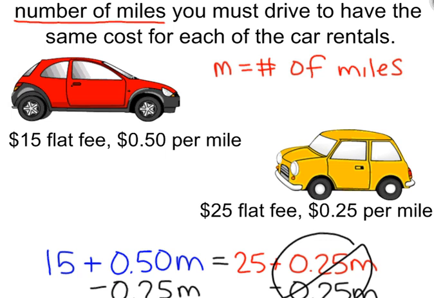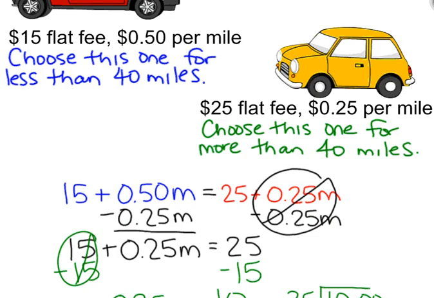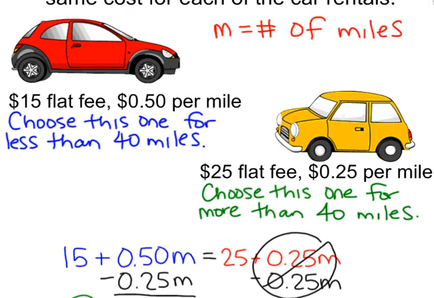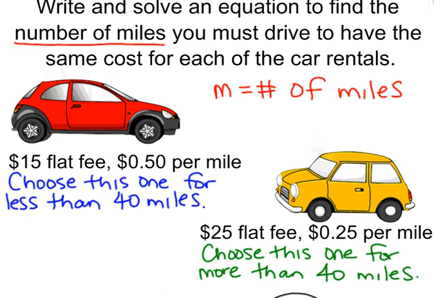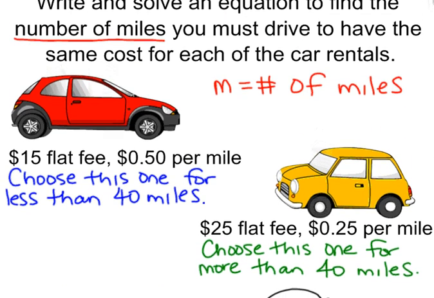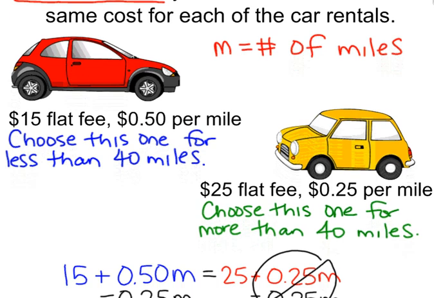And so if I'm going to drive less than 40 miles, I would want to do the yellow car. If I'm going to drive more than 40 miles, the red car would be a better option. And I may have just swapped that when I said it out loud, so I went ahead and wrote it in. Red car would be better for less than 40 miles. Yellow car would be better for more than 40 miles.